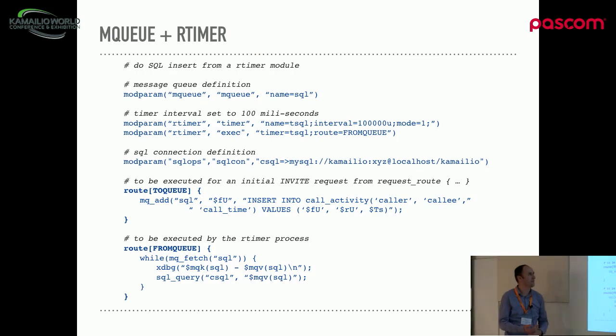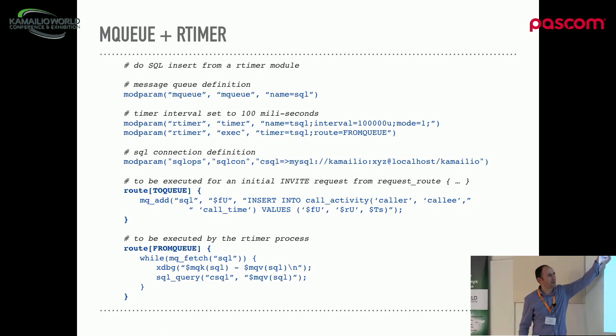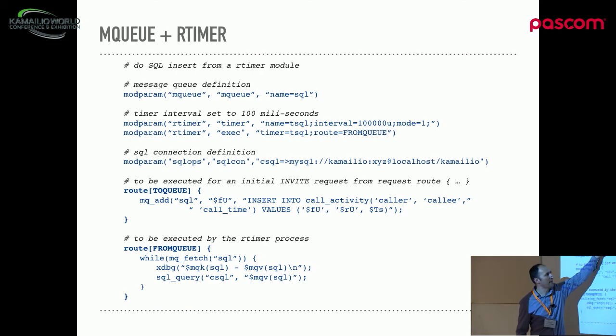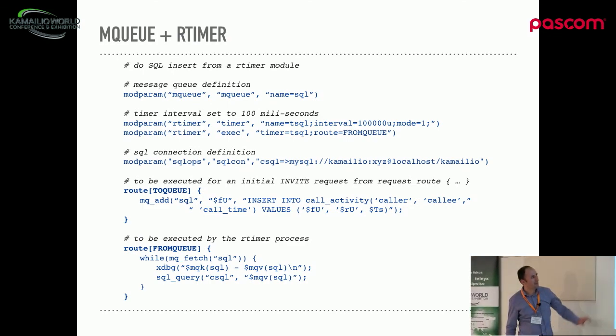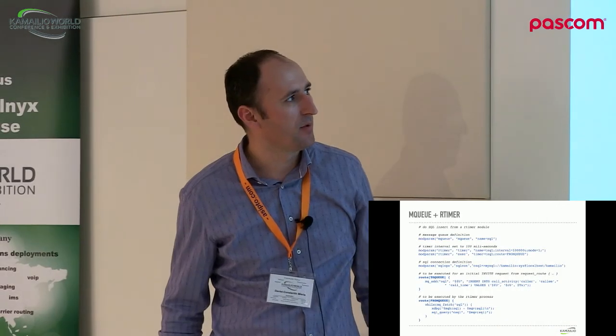You can define also many message queues to communicate between Kamailio processes. And then the rtimer. So the timer has two parameters here, the interval and the name of the timer. And the second one will be the exec. We say which timer to be used, TSQL, and what to execute, route from queue. In your, and SQL ops, of course, to connect to the database and do the query.